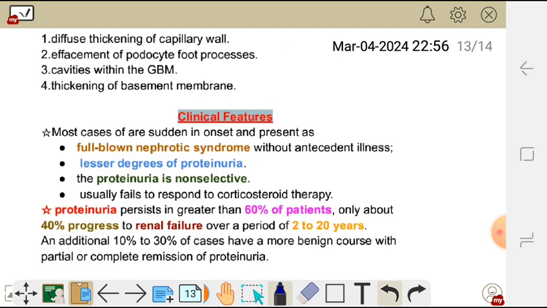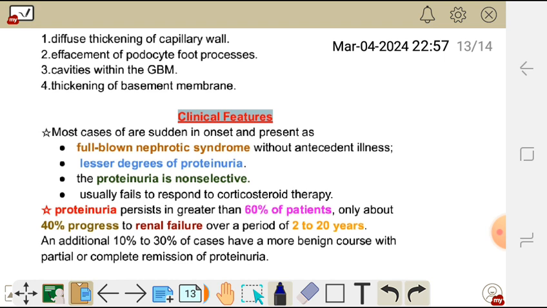Okay, so in summary, the morphologic features which are observed in membranous nephropathy: we have the diffuse thickening of the capillary wall, we have effacement of podocyte foot processes, we have thickening of basement membrane due to deposition of those complexes into the GBM, and then we also have cavities which are going to be formed due to breaking down of those complexes which are incorporated in the GBM. So cavities will be formed. Okay, so that is all about the morphology.